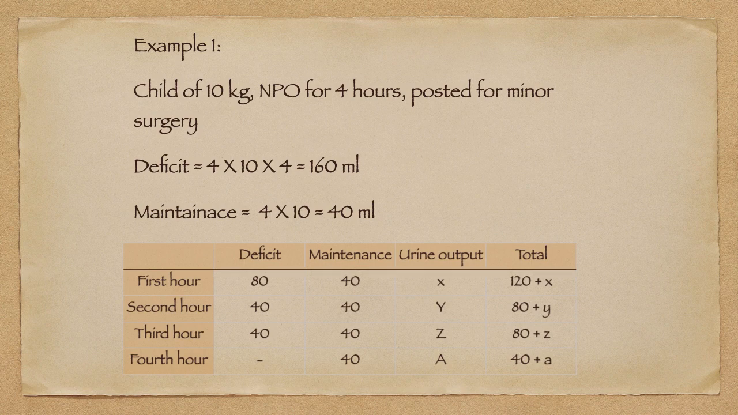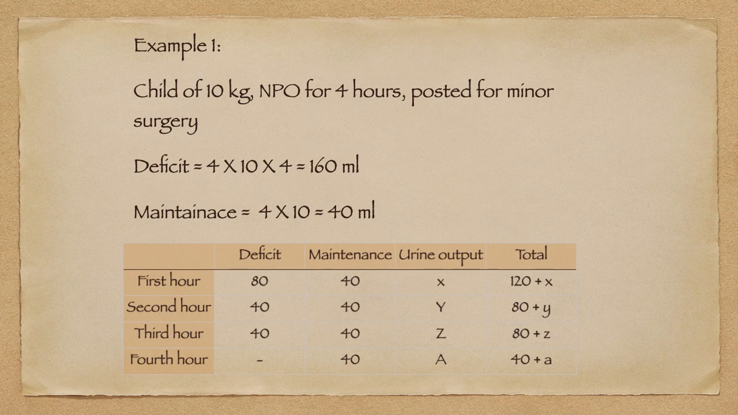So how are you going to give fluid to that child in the first hour? Half of the deficit should be given in the first hour. So 80 plus maintenance 40 plus the urine output in that hour. So 120 plus X. X can be, for example, 50 ml urine output; if 50 ml urine output, add 50. If it was 10 ml, add 120 plus 10, so 130 ml, like that.